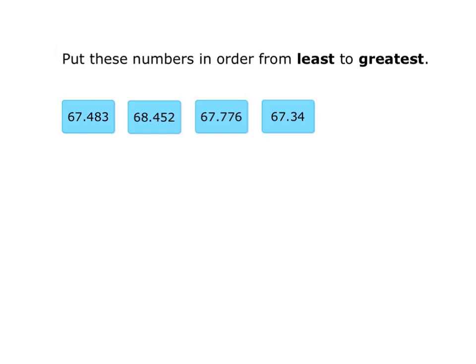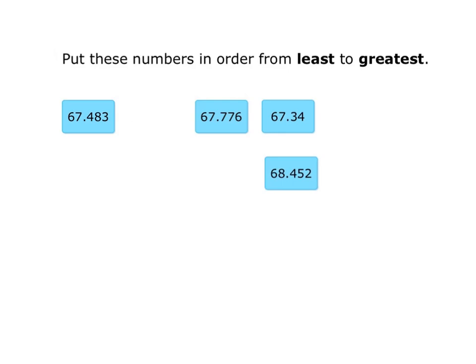For the final two examples, I'm going to show you some larger numbers to show you that it's just as easy to do with large numbers as it is with small numbers. So when I take a look at this, I have 67, 68, 67, 67. I'm looking at the whole numbers here, not place value by place value, because it's easy to recognize that 68 is definitely the largest number of these, leaving me with my 67s.